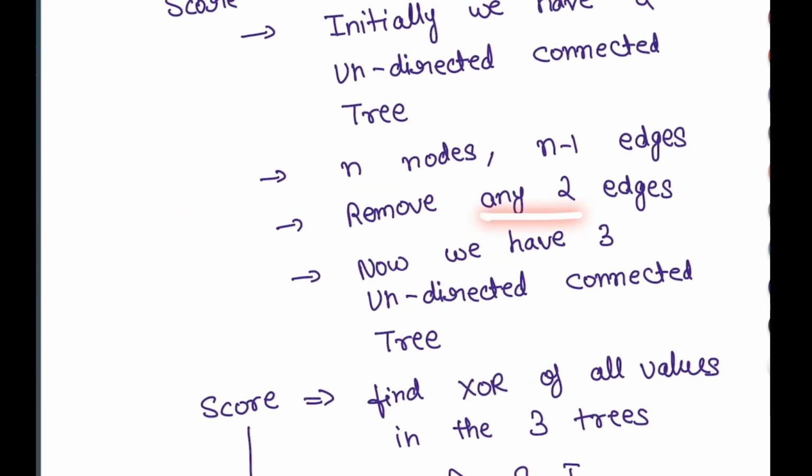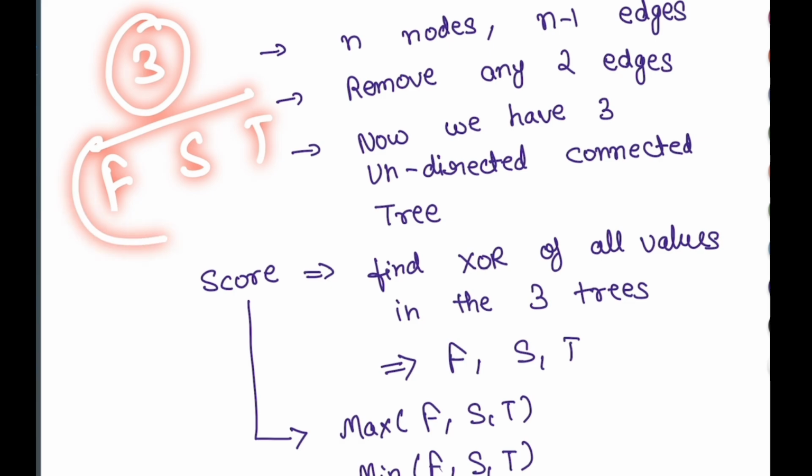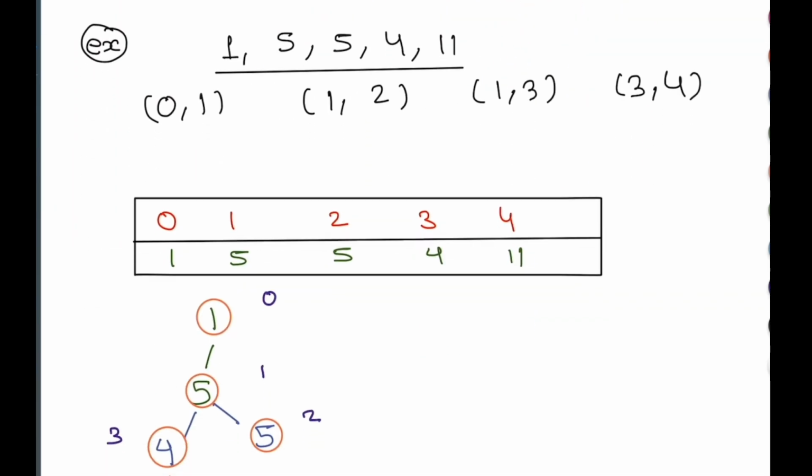So we have to remove the two edges in a smart way, such that the 3 connected trees which are created have some XOR values, and the maximum and minimum of these values have some difference. That difference is your score, and it should be minimized. So let me show you one example of this.